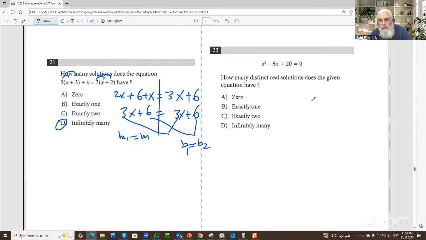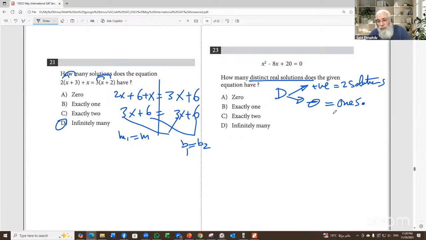Number 23, x squared minus 8x plus 20 equals 0. How many distinct real solutions? So discriminant: if the discriminant is positive, we have 2 solutions. If the discriminant is equal to 0, we have only 1 solution. If the discriminant is a negative number, less than 0, this means we have no real solution.